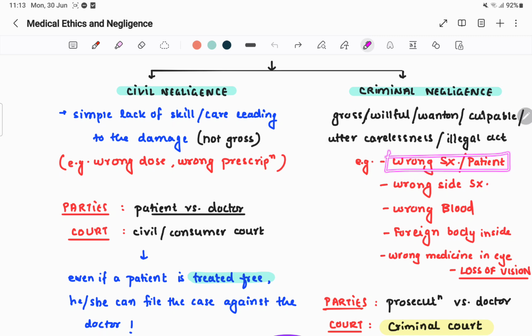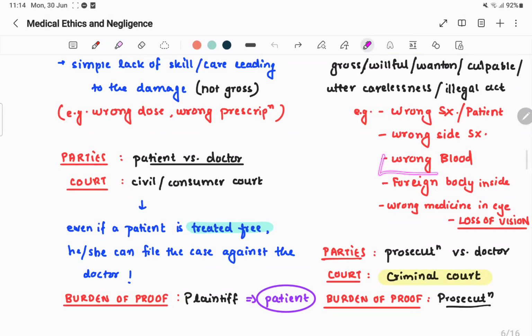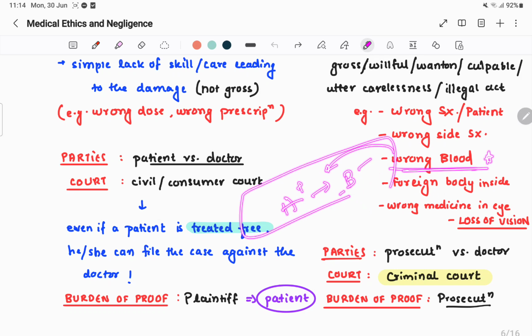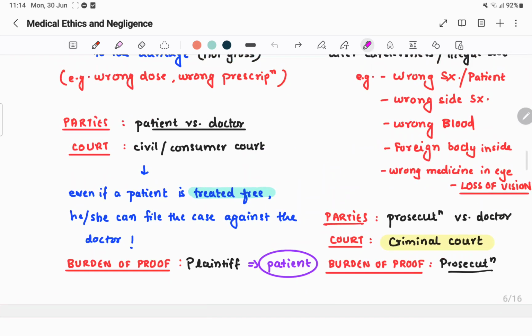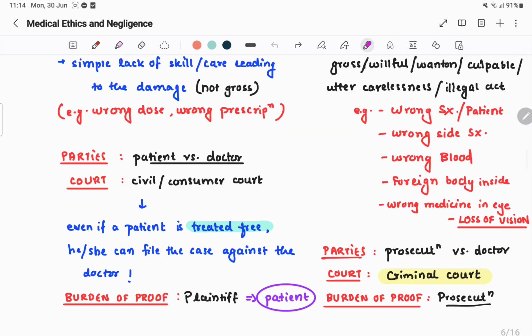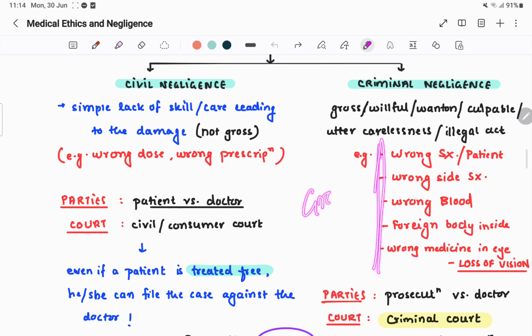Like wrong side surgery or wrong patient: you operated on a hernia patient and it turns out to be the attendant of the patient. Or a wrong limb amputation. Wrong blood is a very important thing; you have to check the blood before transfusion. You can't give A positive to a B negative patient. Foreign body left inside, like a seizure left inside, wrong medicine, loss of vision. These are all gross errors.